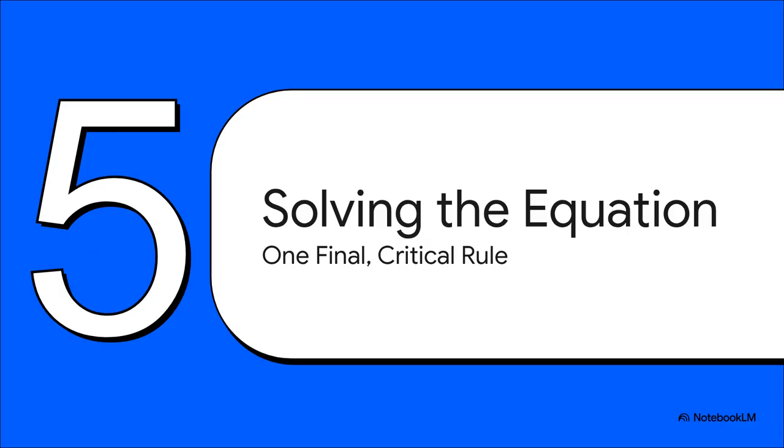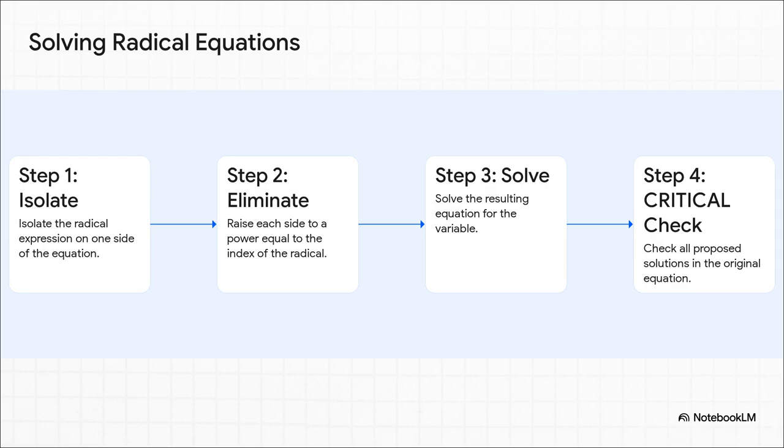Okay, last but not least, let's talk about actually solving equations that have radicals in them, because there is a fascinating and kind of tricky little twist here that you absolutely need to know about. So there's a pretty clear four-step process for this. First, you get the radical all by itself. Then you square both sides to make that radical sign disappear. Then you solve what's left. But that fourth step, that last one, checking your answer, that is without a doubt the most critical step of them all. And here's why.